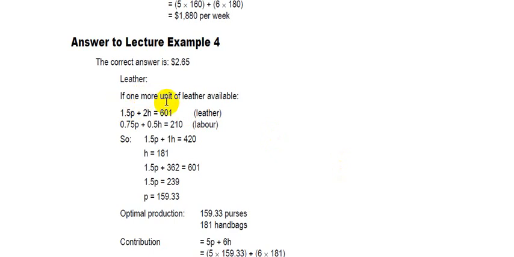So if one more unit of labor is made available, we said the maximum we had was 600. So you add 1 to the 600, all else remaining equal. So you now have 1.5P plus 2H equals 601. Your simultaneous equations which you did in high school.